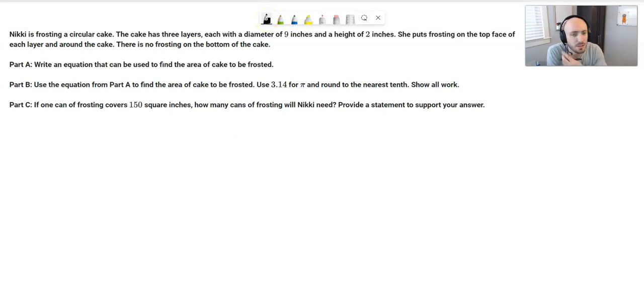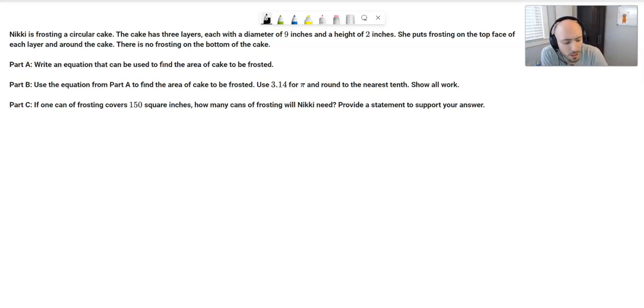All right, so here is a surface area problem. It says Nikki is frosting a circular cake. The cake has 3 layers, each with a diameter of 9 inches and a height of 2 inches. She puts frosting on the top face of each layer and around the cake. There is no frosting on the bottom of the cake. So our goal is to find how much frosting she's going to need to frost this whole cake, which is going to be the surface area.